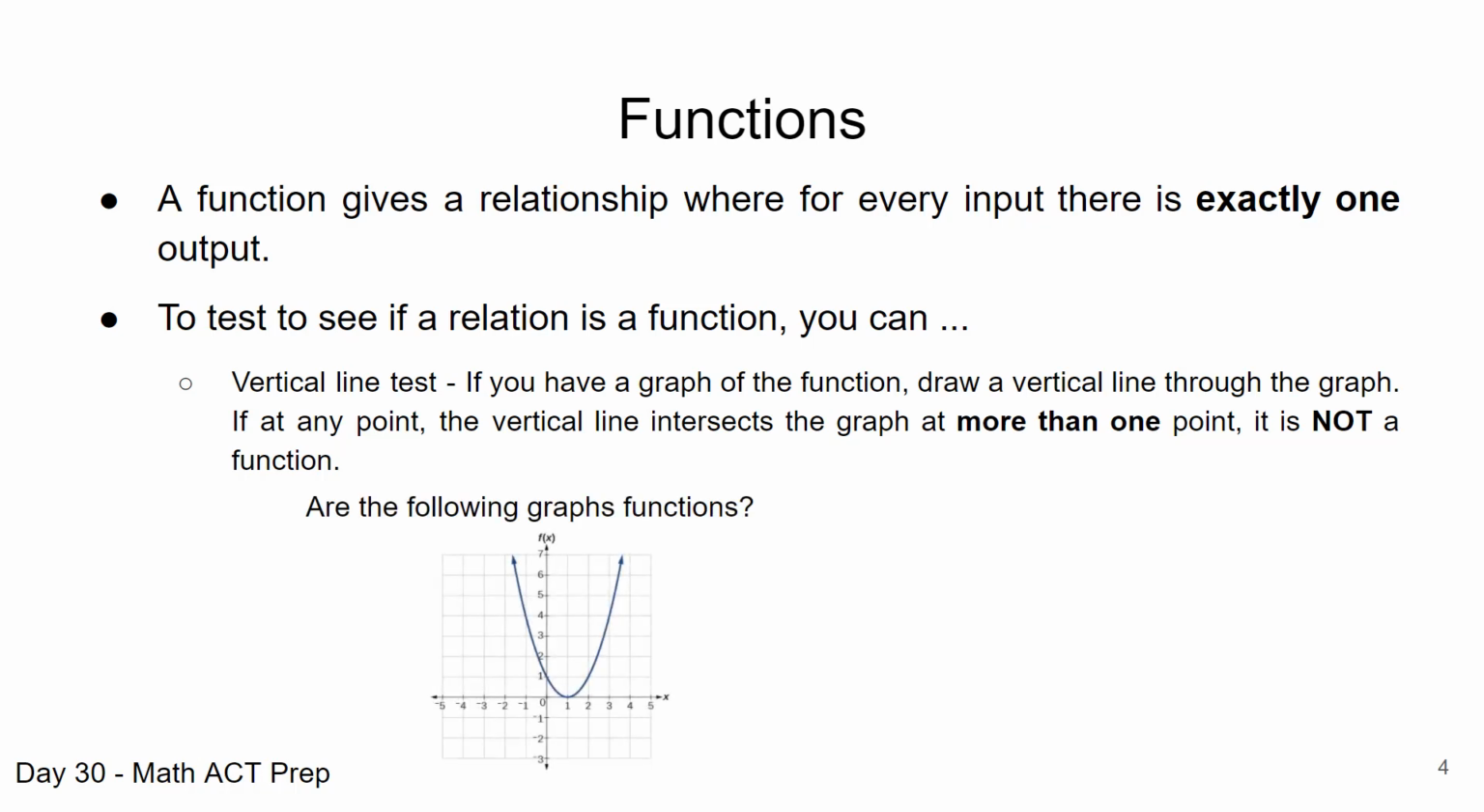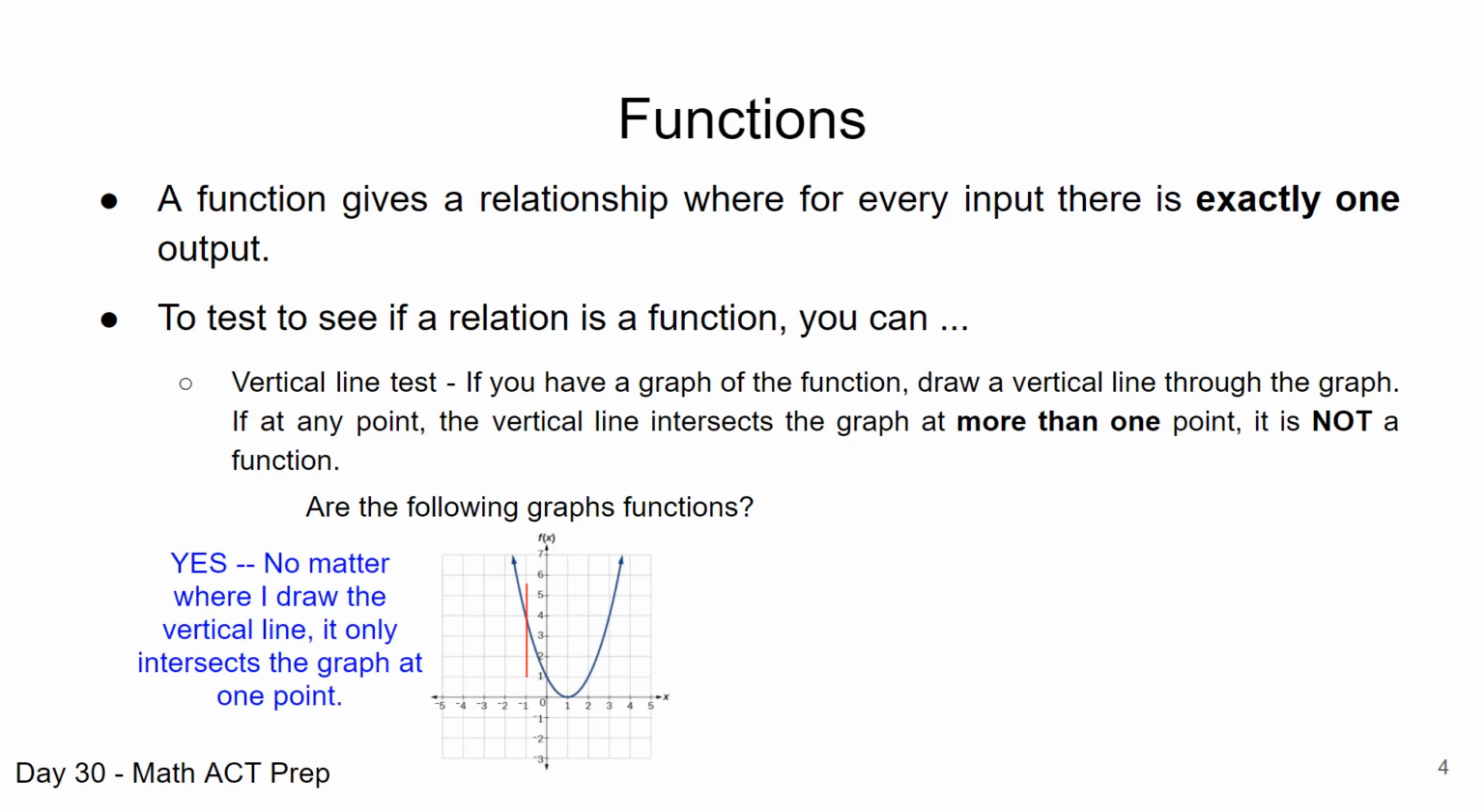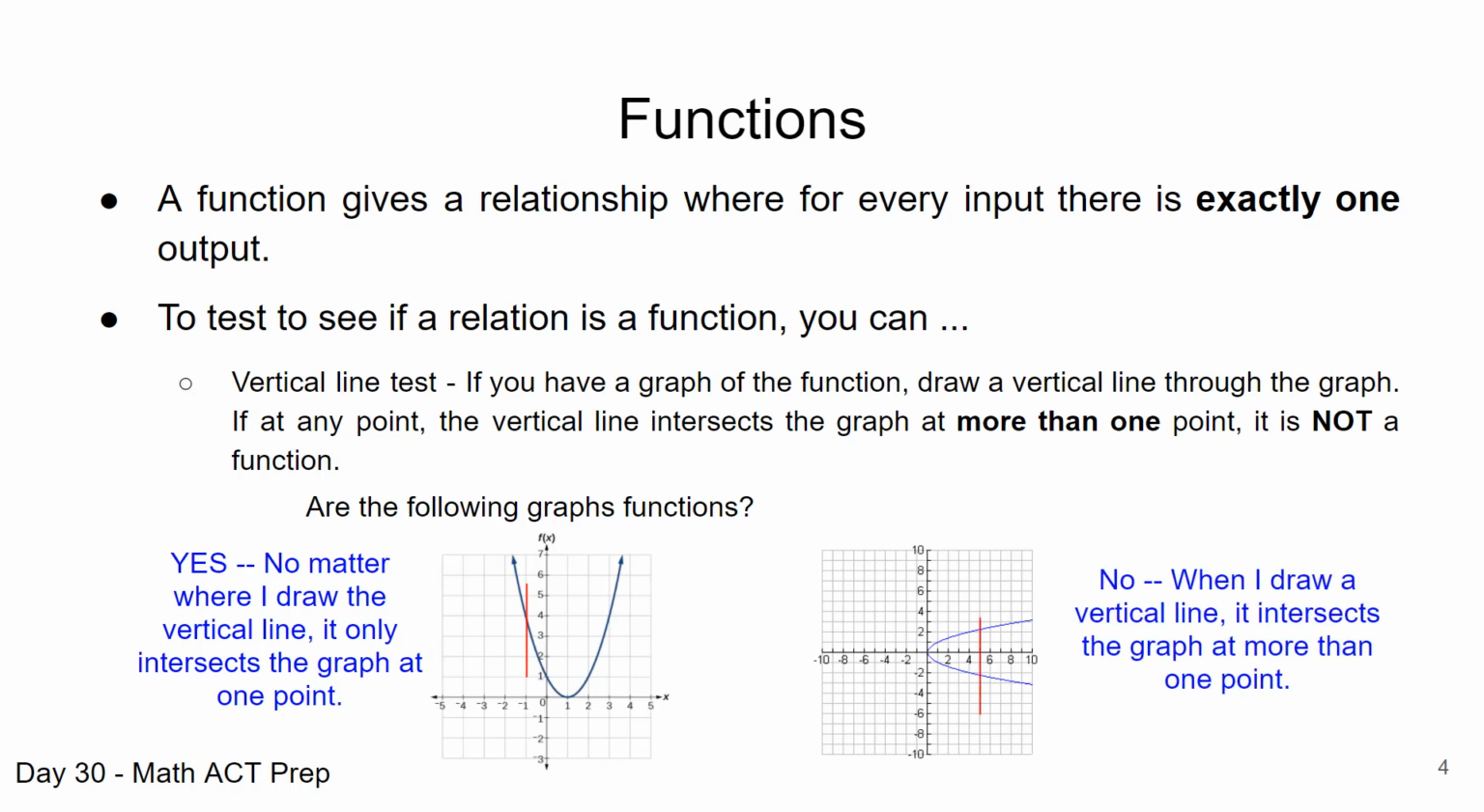If we have this graph here, it is a parabola, and we look at where we could draw a vertical line. We could draw it here almost at the x equals 2 point. We could also do one over here at -1. Anywhere we draw a vertical line, we're only going to intersect this graph at one point. So yes, this graph is a function. Now take a look at this graph here on the right. If we draw a vertical line here at x equals 5, we intersect the graph at 2 points. So with the vertical line test, we're able to say no, this graph is not a function.